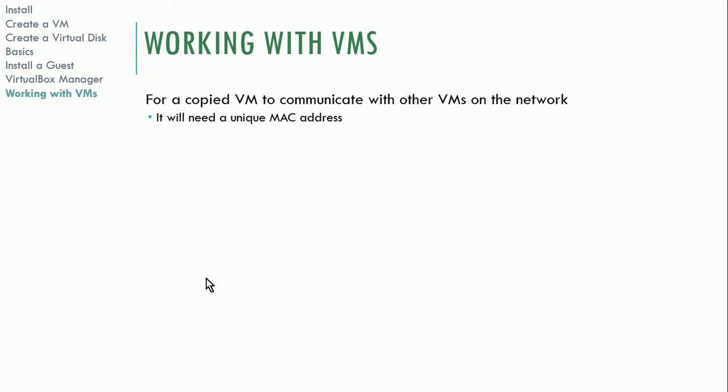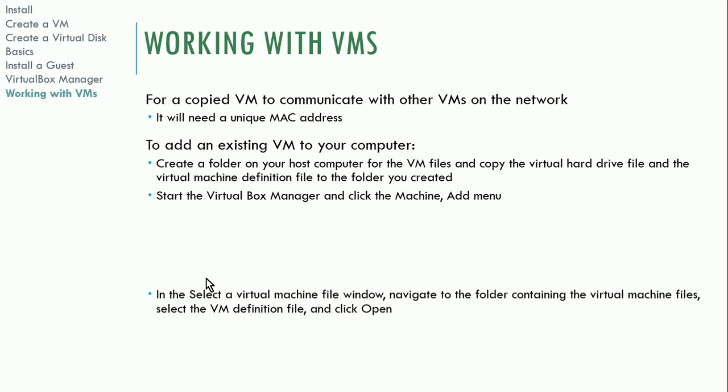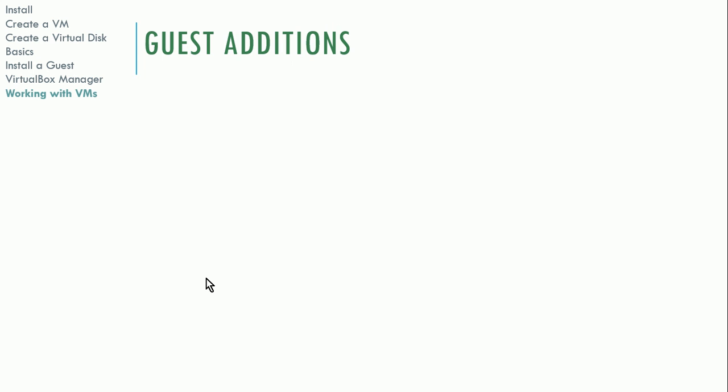For a copied VM to communicate with other VMs on the network, it has to have a unique MAC address. If you copy a VM, it's going to have the same MAC address until you change it. So you might have to generate a new MAC address or put a new MAC address in. Otherwise, it might not work, unless it's on a different network, of course, then it would work. To add an existing VM to your computer, you create a folder on your host computer with the files from the virtual machine, and then you can import that into VirtualBox using the Add menu.